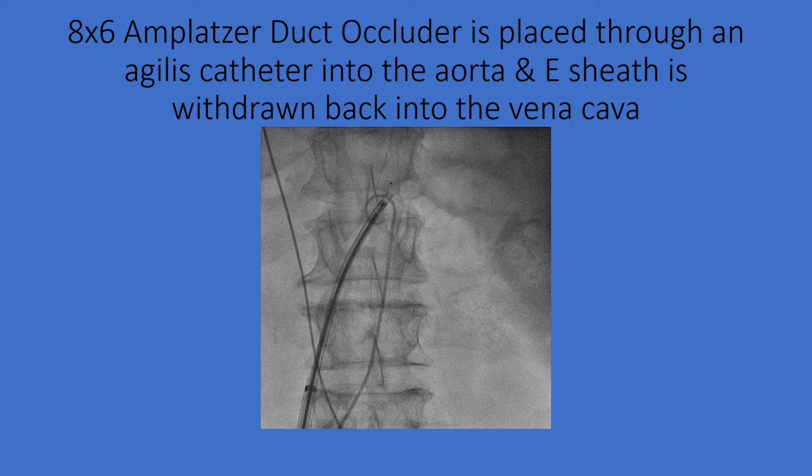In most of the cases on 14 and 16 French sheaths, the aorta can be closed by 8x6 Amplatzer occluder device. If the sheath has remained in the aorta overnight or for multiple days, which sometimes is the case where there's hemodynamic support needed via transcaval access, you do need to use bigger Amplatzer duct occluder devices. But for majority of TAVR, 8x6 would do.